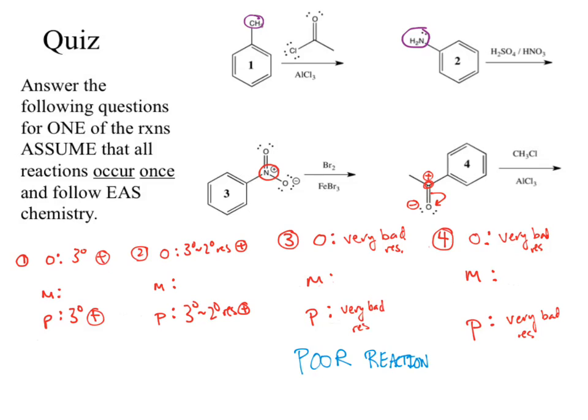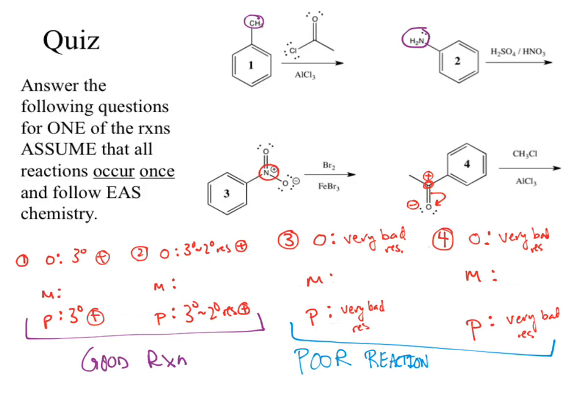When we look at the meta, do we see anything particularly good? No. Do we see anything bad? No. Okay. So when we look at the results of 3 and 4, both of those end up generating a very poor reaction. Okay. 1 and 2 end up being actually faster reactions. These end up being really, really good reactions.